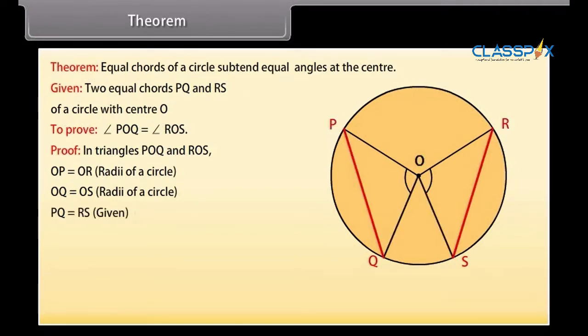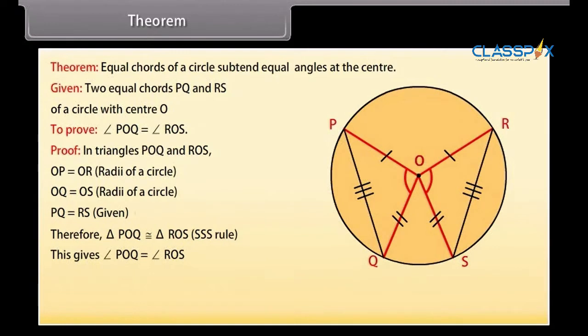PQ is equal to RS, given. Therefore, by the SSS congruence rule, triangle POQ is congruent to triangle ROS. This gives angle POQ is equal to angle ROS because corresponding parts of congruent triangles are congruent.